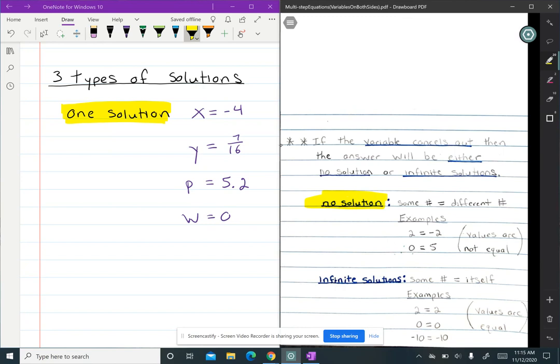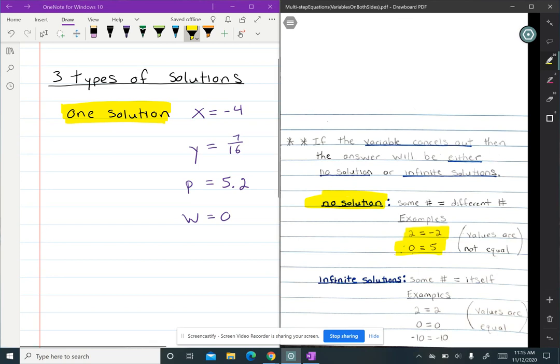So if we look at our examples, we have 2 equals -2. Well, that's obviously not true. Like positive 2 and -2 are not the same number. Same thing with our second example, 0 equals 5. Those two numbers are not equal, so that's telling me that there's no solution.